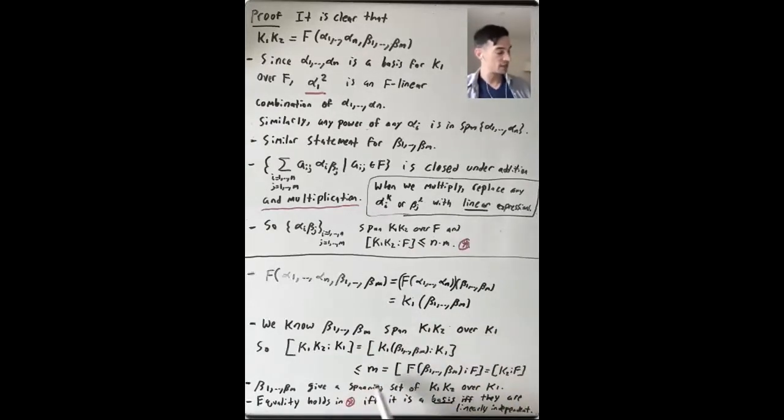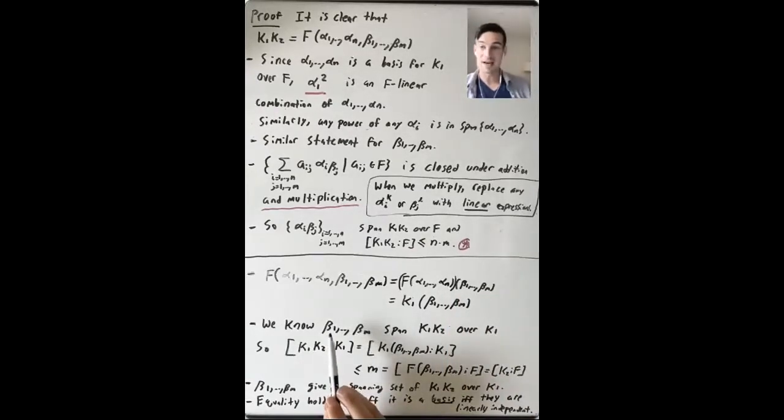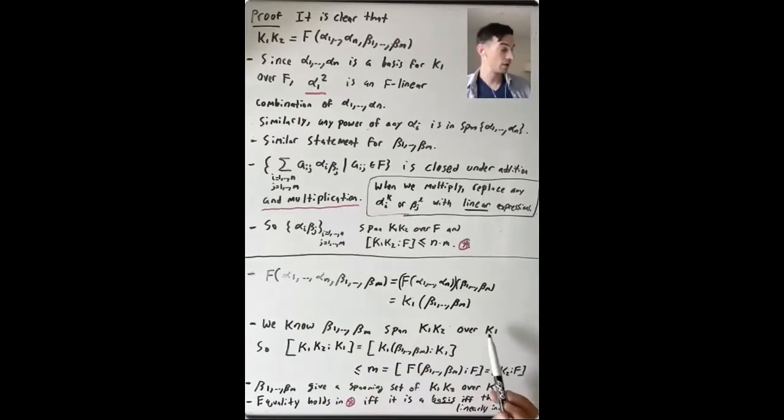We have this spanning set of size m, and equality holds in this formula if and only if this spanning set, beta 1 up through beta m for K1K2 over K1, is actually a basis for K1K2 as a vector space over K1. It's definitely a spanning set, so equality holds if and only if this set of elements is a linearly independent set of elements of K1K2 over K1, which really concretely means that every linear combination of these elements with coefficients in K1 that is equal to 0, we must have each one of those coefficients being equal to 0.